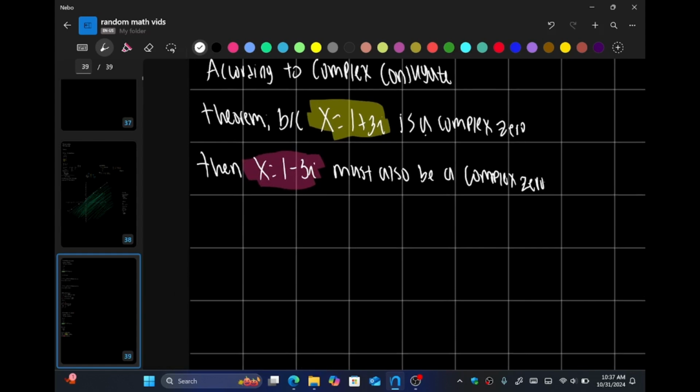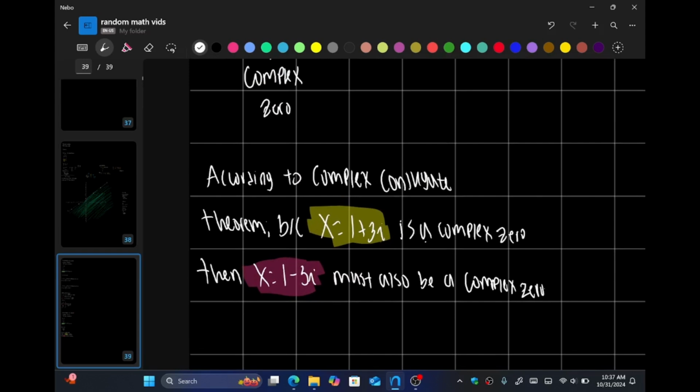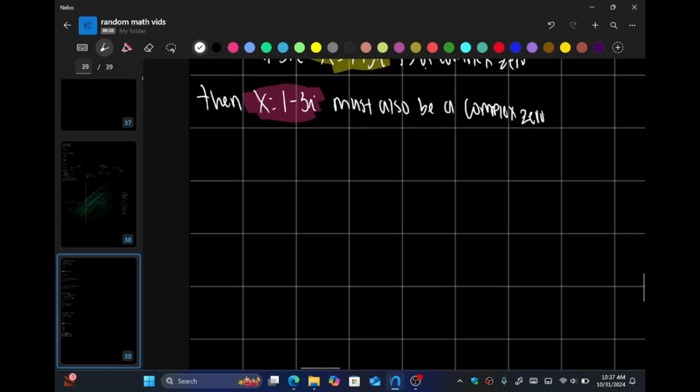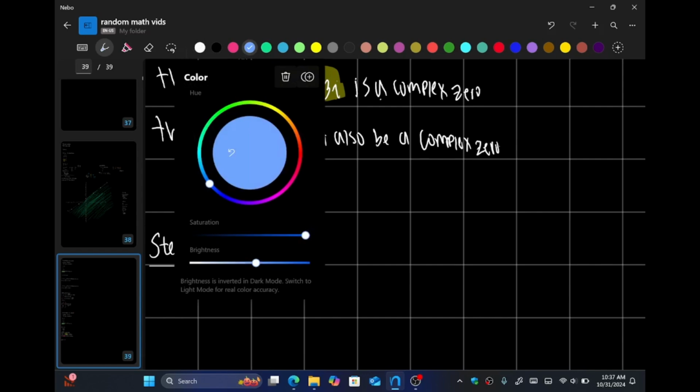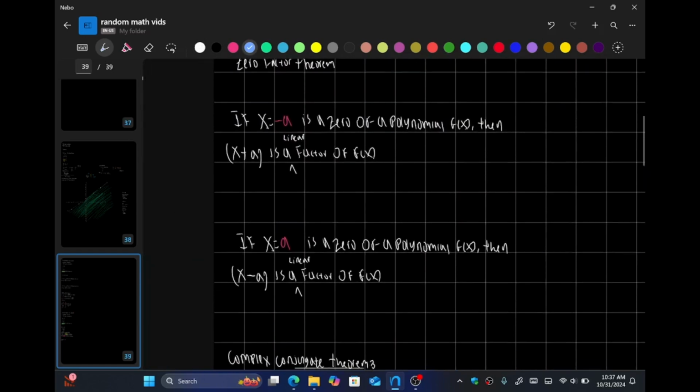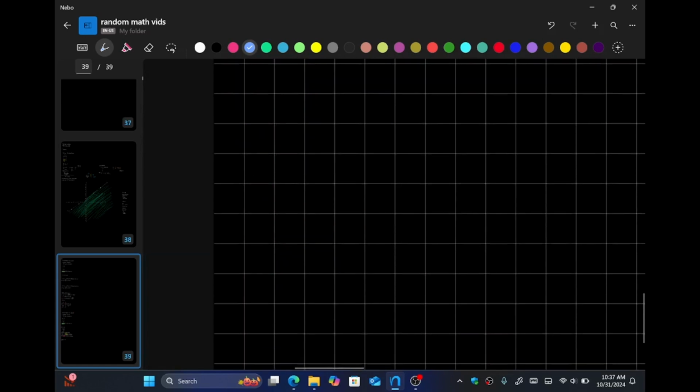And then we're gonna use the other theorem. So I guess this is step 1 here, and then step 2 is gonna be, because if x equals a is a 0 of polynomial f of x, then x minus a is a factor, a linear factor.